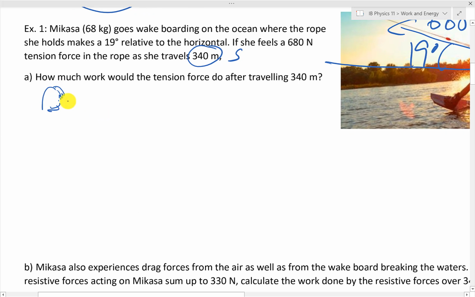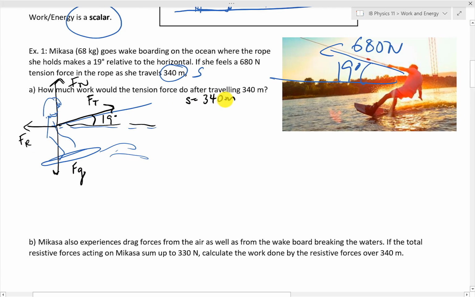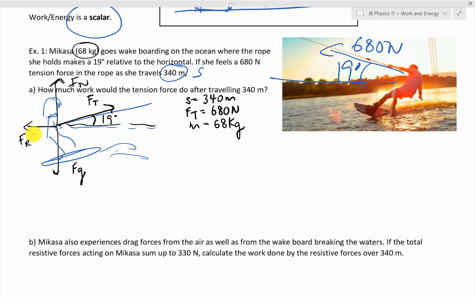All right. Let's start off with a free body diagram. We also know a few values here, which include the displacement, force of tension, and Mikasa's mass. In the free body diagram, I drew an FR, which is resistive forces, which include the drag forces from the air as well as from the water. None of that is specified yet, comes in question B, but they do exist, so we should draw it in.